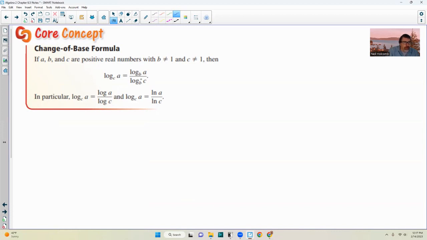Okay, so what we're doing is we're changing to the same base. The log base C of A equals the log base B of A divided by the log base B of C. And the B usually we make 10. We usually make it a common log. But in particular, the log base C of A is the log of A divided by the log of your base. And if you have the log base C of A, you can also change it to a natural log of A over the natural log of the base C. Okay, so it's easier to explain with an example, so let's do it.